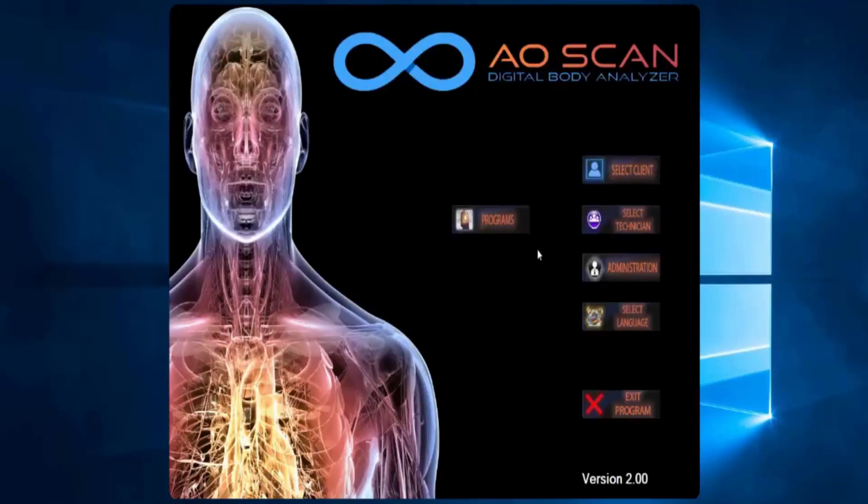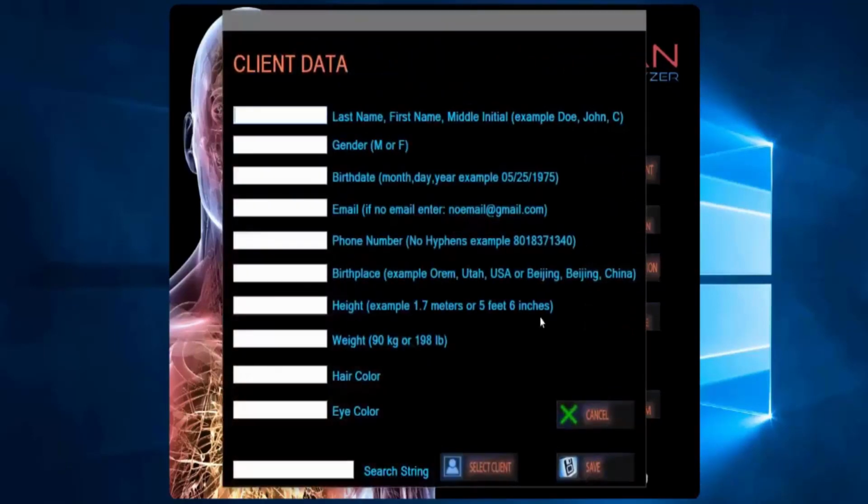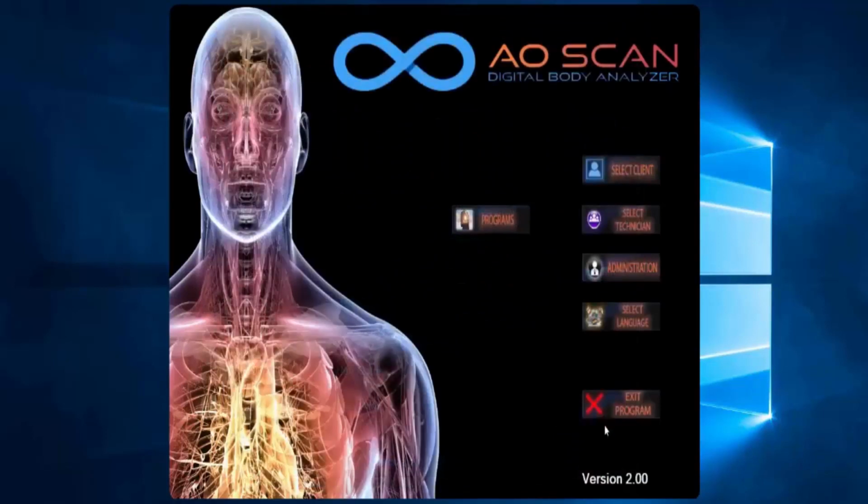First thing we need to do is make sure we've selected our client. If we're just coming into the program, click on Select Client. Two ways to bring up your client. Click in the top box, enter the first four letters of the last name, making sure you capitalize the first one, and select client, and that'll bring up your client. If that's the one you need, click Save.